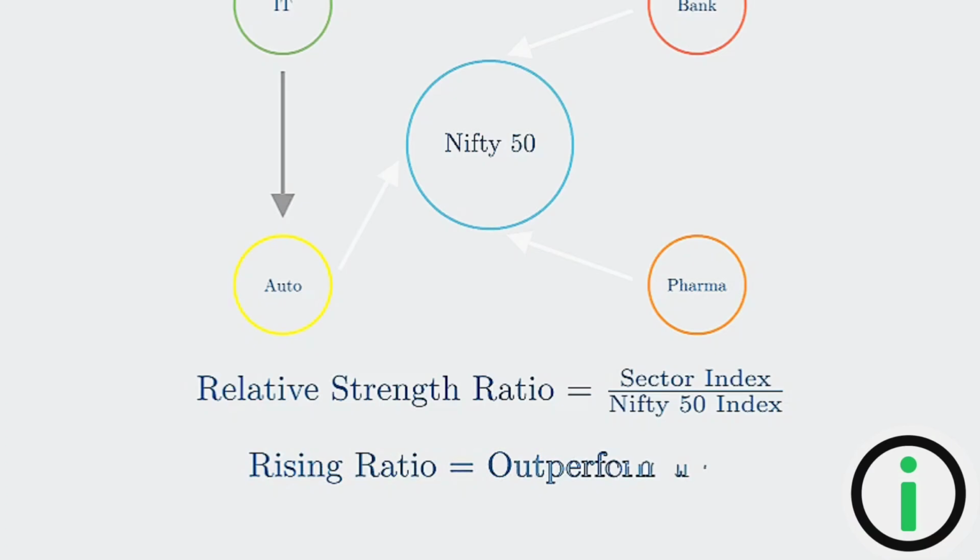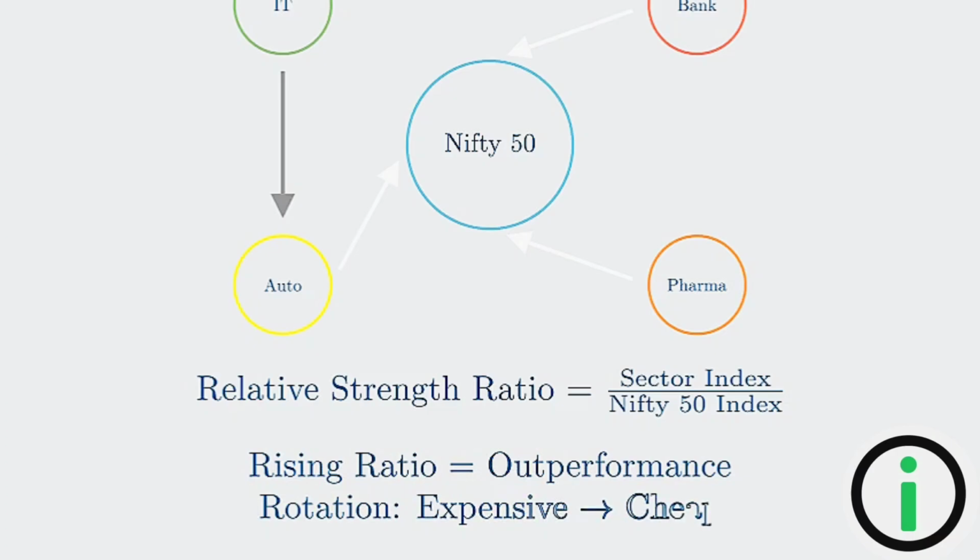Often, a rally starts in 1 or 2 lead sectors, and as those stocks become expensive, investors rotate their money into lagging sectors that are still cheap. Think about it this way. If you see the IT sector starting to surge while the rest of the market is quiet, it's a leading indicator that overall market sentiment might be turning positive. Tracking these rotations helps you stay ahead of the curve, rather than just reacting to Nifty's movements after they've already happened.